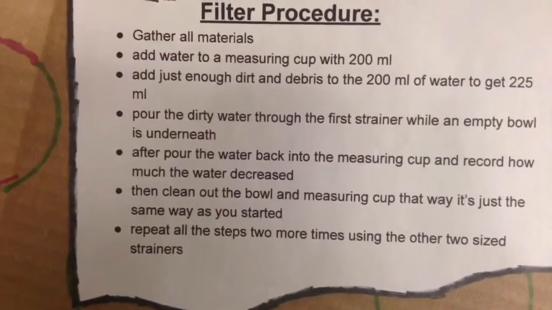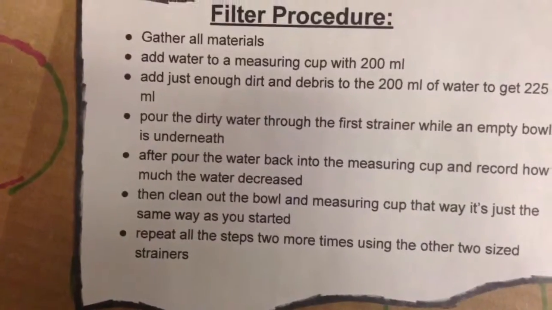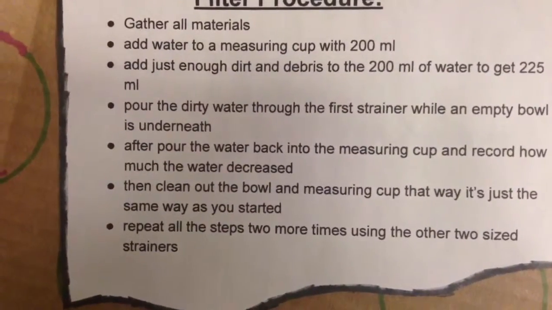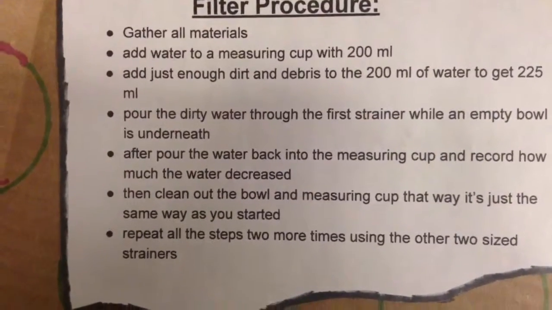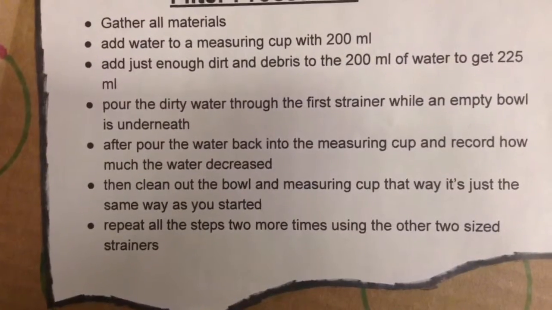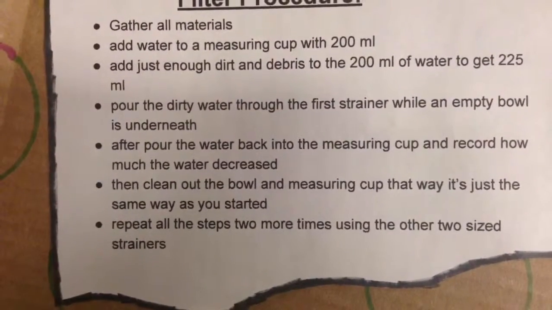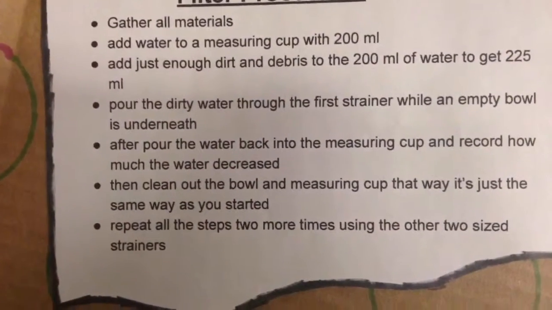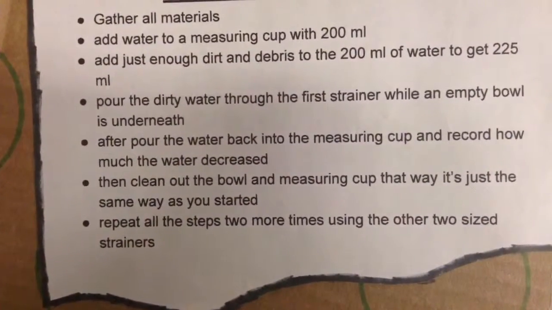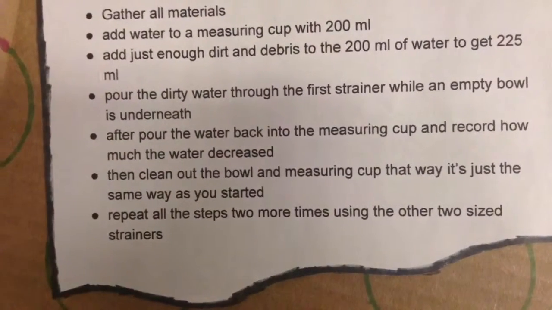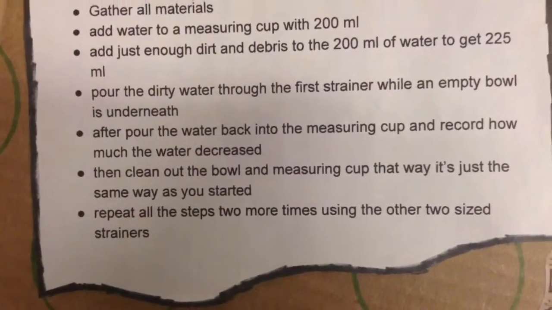Filter procedure. Gather raw materials. Add water to a measuring cup with 200 milliliters. Add just enough dirt and debris to the 200 milliliters of water to get 225 milliliters. Pour the dirty water through the first strainer while an empty bowl sits underneath. After, pour the water back into the measuring cup and record how much water is decreased. Then clean out the bowl and measuring cup. That way, it's just the same as you started. Repeat all the steps 2 more times using the other 2 size strainers.